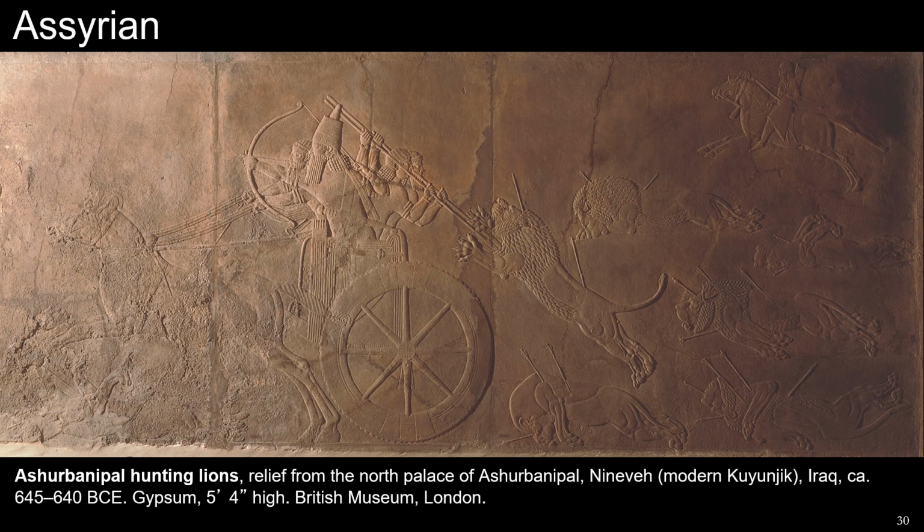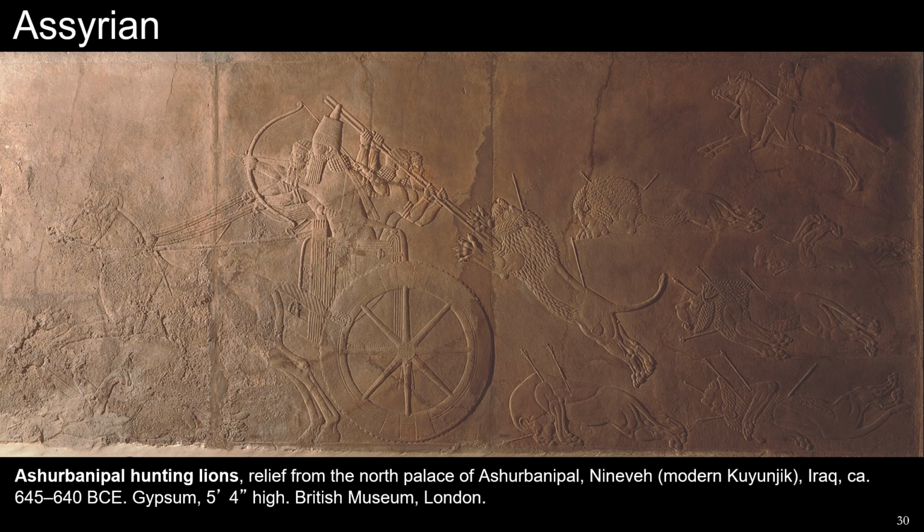This is another relief sculpture of a later Assyrian king. We're looking 200-some odd years later, at a king named Ashurbanipal. Ashurbanipal, like all Assyrian kings, was a hunter. This was a symbol of their power over nature. But these were controlled hunts.